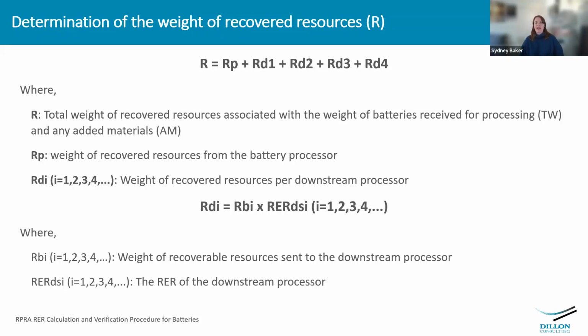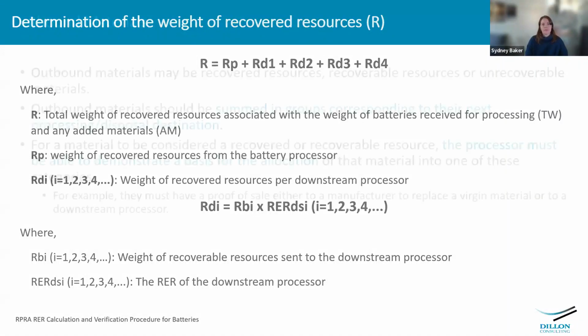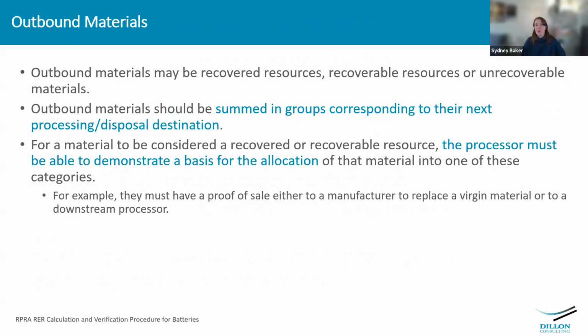So it's important that when you're doing this calculation, materials are grouped by the next destination, grouped by each processor and multiplied by the downstream RER. So again, outbound materials are going to be recovered resources, recoverable resources, or unrecoverable materials. And they have to be summed in groups corresponding to their next processing or disposal destination when doing these calculations.